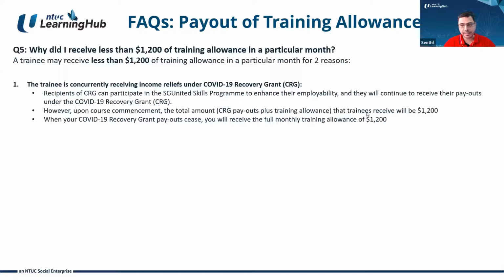Earlier I think I explained this. If you are getting $500 from your CRG, in that case you will only get $700 from the SGUnited training allowance. So the total is still $1,200. Likewise, if you are getting $700 from CRG, you will get $500 through the SGUnited training allowance. So the total is still $1,200. The moment your COVID-19 Recovery Grant payout ceases, you will be eligible for the full $1,200 through the SGUnited Skills program. This is the reason why some of you may be receiving less than $1,200.